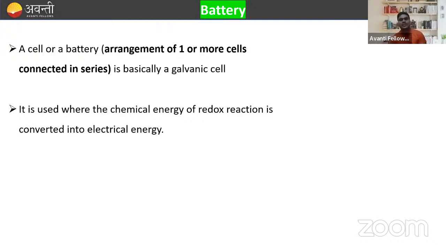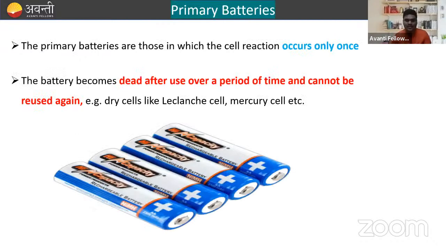Basically, a cell or a battery, an arrangement of one or more cells connected in series, is basically called a galvanic cell. If the arrangement has only one cell, it is called a cell. If more than one cell is there, that is known as a battery. It's basically a galvanic cell. It is used where the chemical energy of the redox reaction is converted into electrical energy. So basically we classify them as primary, secondary and fuel cell type of battery.